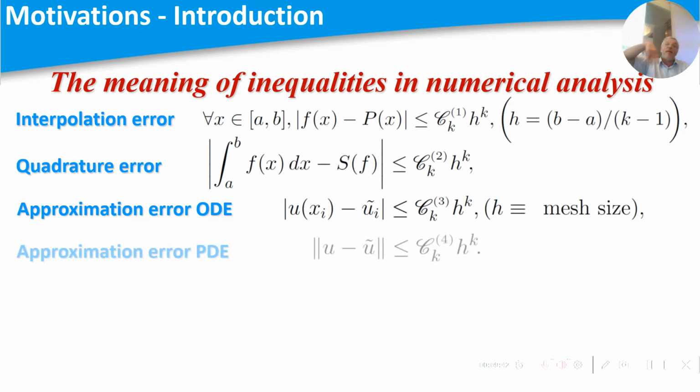Of course, the top case is the approximation of solutions of PDEs, partial differential equations. Here you have a lot of possibilities: finite elements, finite differences, finite volumes, spectral methods, and so on. Here you don't measure the error with the absolute value, but with a given norm, which is more or less the distance between the exact solution and its approximation ũ. But again, the left side is unknown and the right side has the same structure.